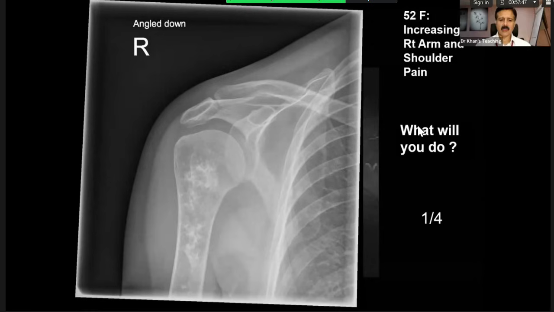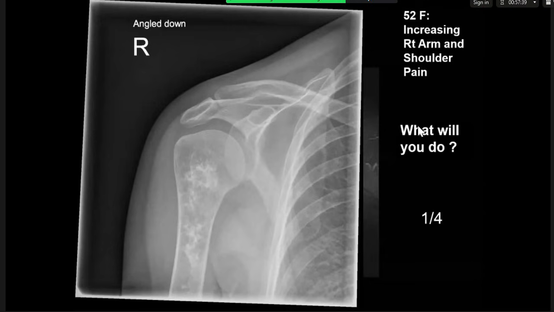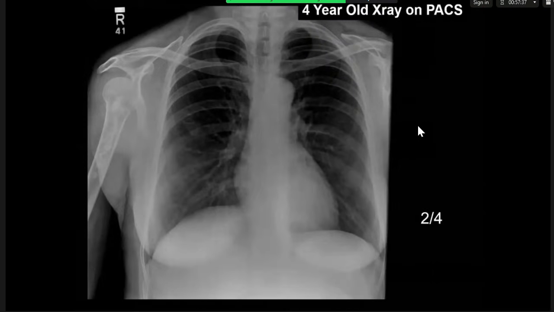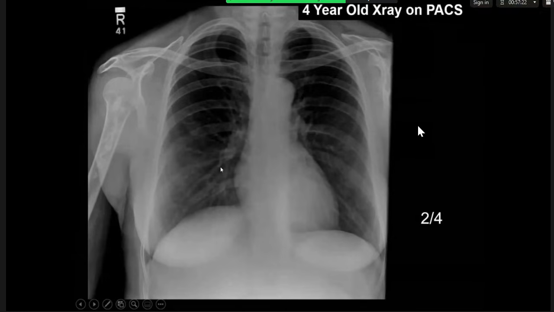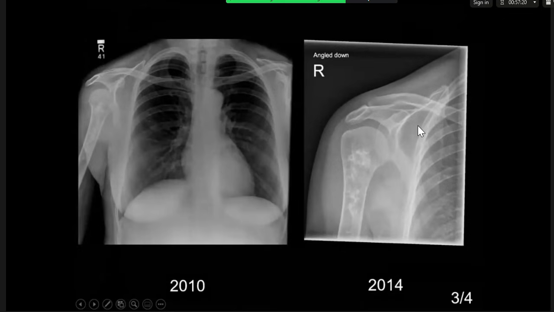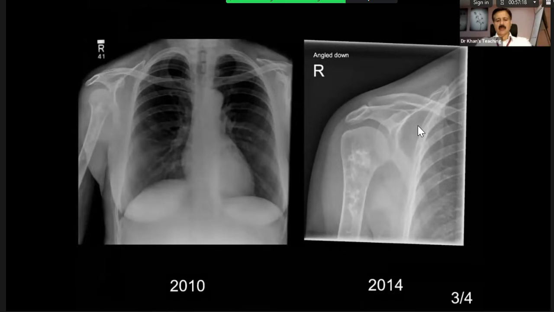Right. So your initial answer was that you want to compare, right? So we did not have an X-ray to compare, but on PACS there was a chest X-ray, and on the chest X-ray the right humerus is visible here. So the lesion was there, right? Yeah, and stable in appearance. Put it right and left. Anything comes to your mind?